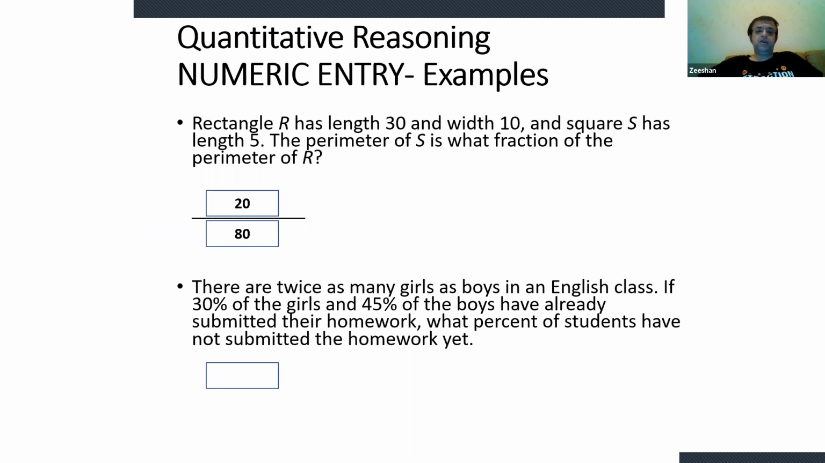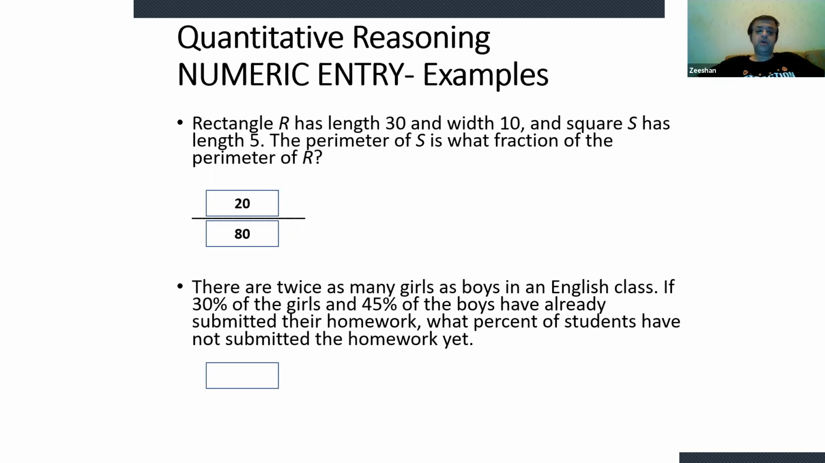Now let's look at another question. There are twice as many girls as boys in an English class. If 30% of the girls and 45% of the boys have already submitted their homework, what percent of students have not submitted the homework yet? So when you get a question like this, remember, since percentages are given to you and you need to assume a number, it's always easy to assume 100 in a situation like this. So it says there are twice as many girls as boys in the English class. So let's assume the number of boys to be 100, then the number of girls would be twice of 100, which is 200.